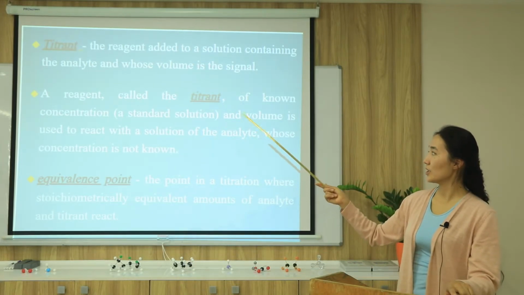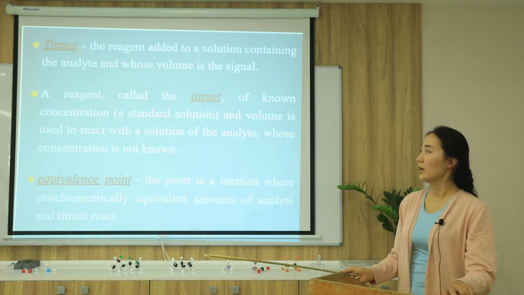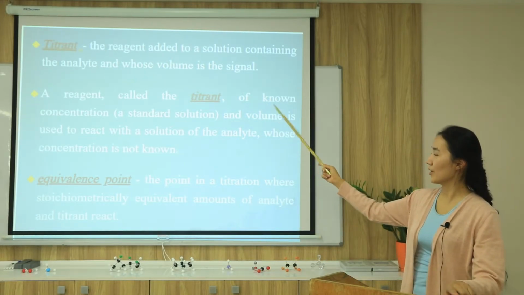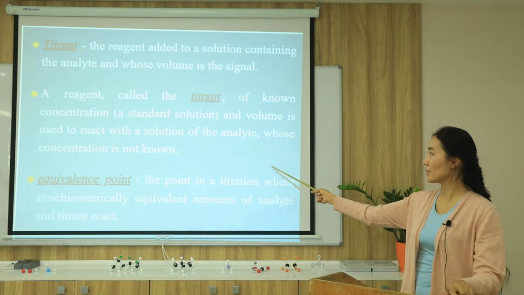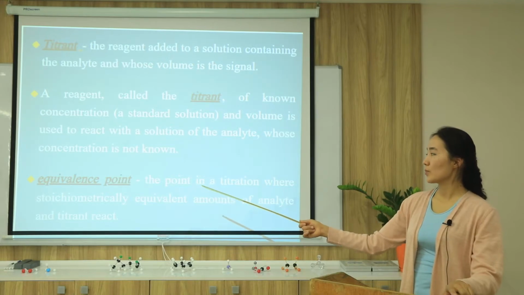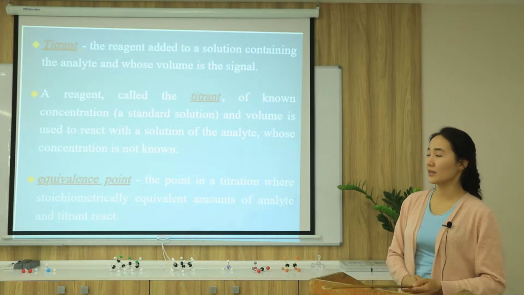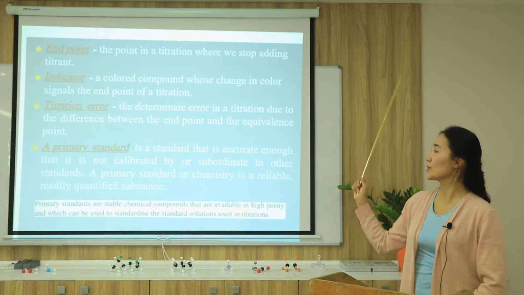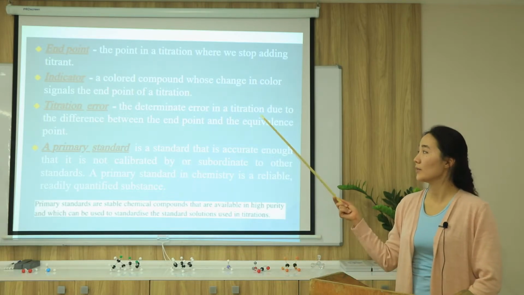The titrant, as I also told, is the reagent added to a solution containing the analyte and whose volume is the signal. Here the titrant is of known concentration, the standard solution, and its volume is used to react with the solution of the analyte, whose concentration is not known. What is the equivalence point? It's the point in a titration where stoichiometrically equivalent amounts of analyte and titrant have reacted. The endpoint is the point where we stop adding titrant. When the mixture changes its color, that will be the endpoint.